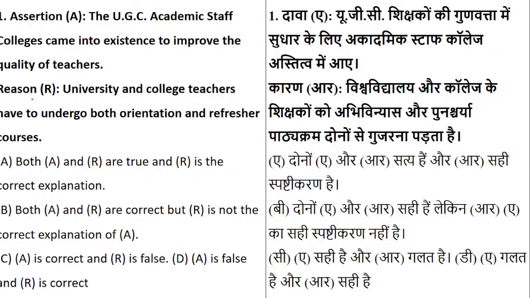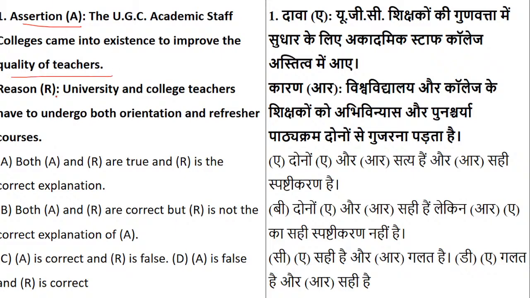We have an assertion and reasoning question. Please understand, I have been telling you this very well, learn the skill of reading the question, which is very, very important. Do not be in a hurry, do not just jump on it. Understand each and every word of the sentence, read between the sentences and entirely understand every aspect of the question. So the assertion is: the UGC, that is University Grants Commission, academic staff colleges came into existence to improve the quality of teachers.